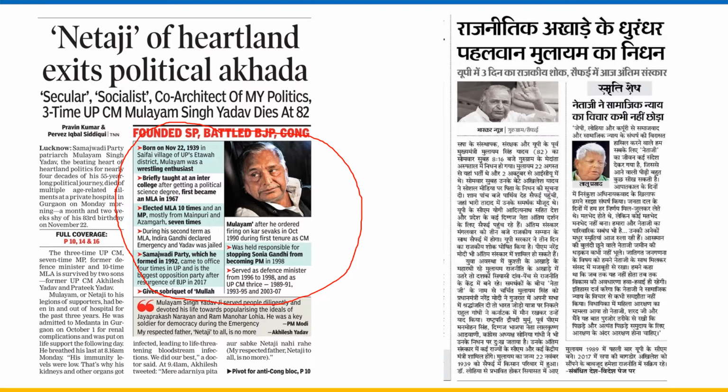What PM Modi is saying, Mulayam Singh Yadav ji served people diligently and devoted his life towards popularizing the ideals of so and so. So if you know Mulayam Singh Yadav, and if you are interested in politics, and if you have read Hindi news, then it will be much easier for you to analyze entire summary and statements of Modi ji, Yadav ji and other people. Now moving on next.